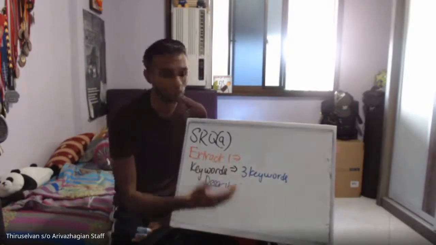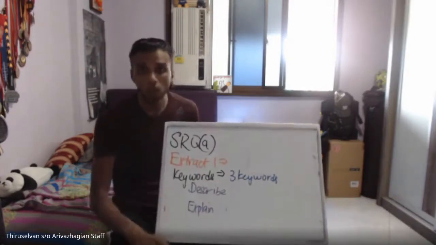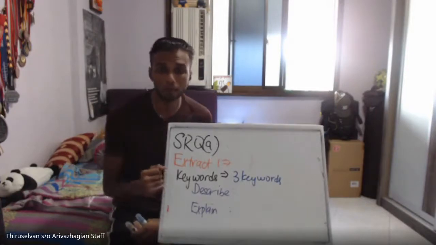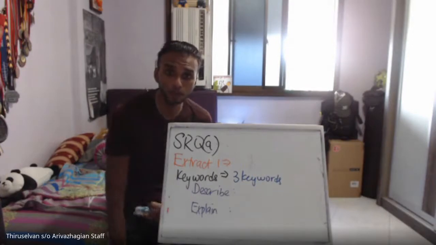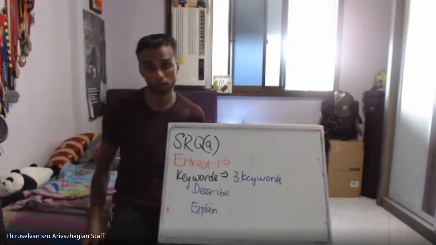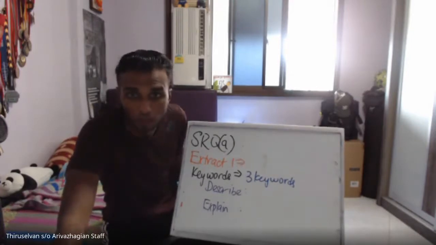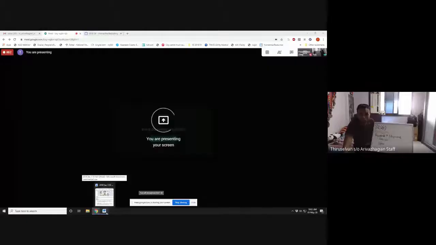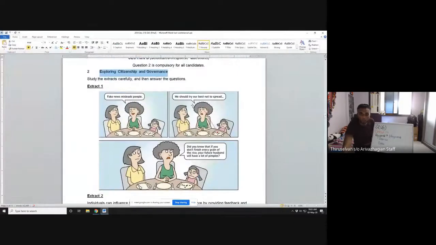What am I going to explain? What am I going to describe? And how am I going to go about it? At this point of time, I'm just going to take you all through the source later, and I will explain to you where these three keywords will come out from. So let me present the screen again. Now, you should be seeing the paper on your screen right now.